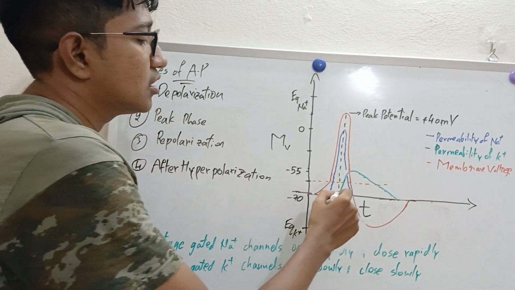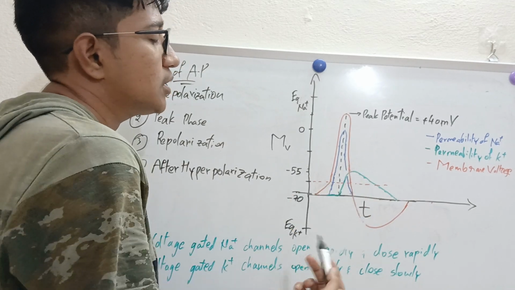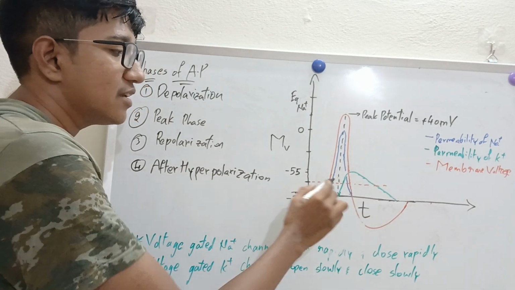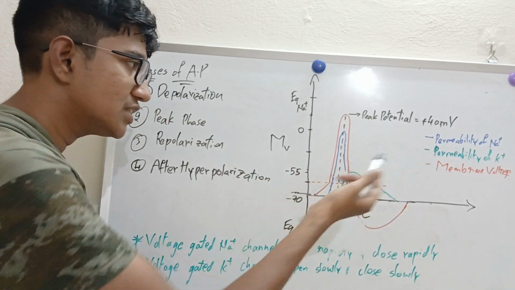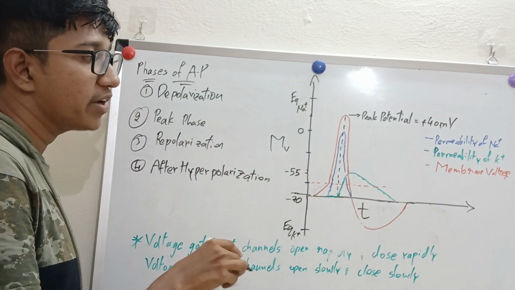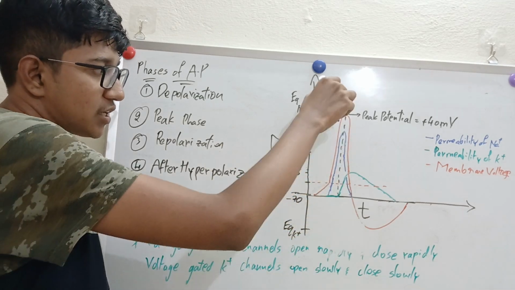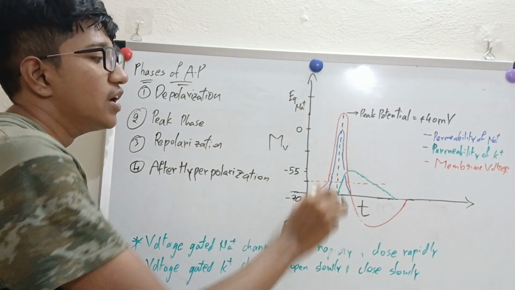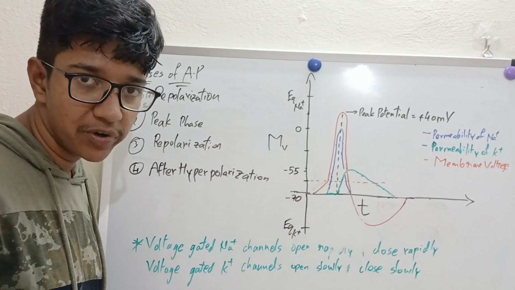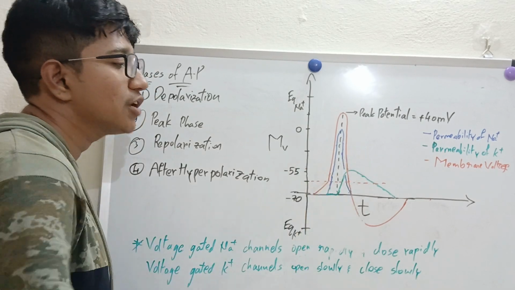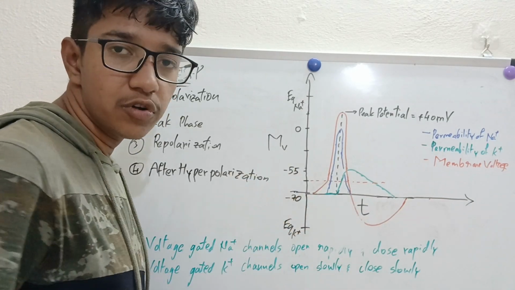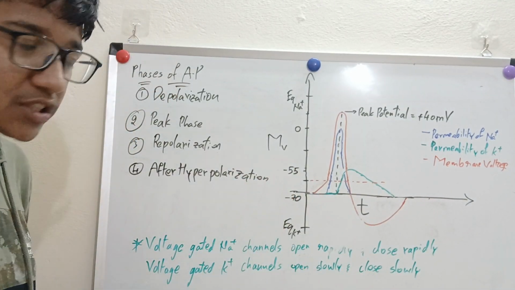You can see here the permeability of potassium doesn't stop when the membrane potential reaches resting membrane potential. Voltage gated potassium ion channels close slowly, whereas voltage gated sodium ion channels close rapidly. So voltage gated sodium ion channels close at the point where membrane potential reaches resting membrane potential. But the voltage gated potassium ion channels don't close there. They have a plateau-like phase and then they slowly decrease. So this plateau-like phase and decrease contribute to the fourth phase, that is, after-hyperpolarization.